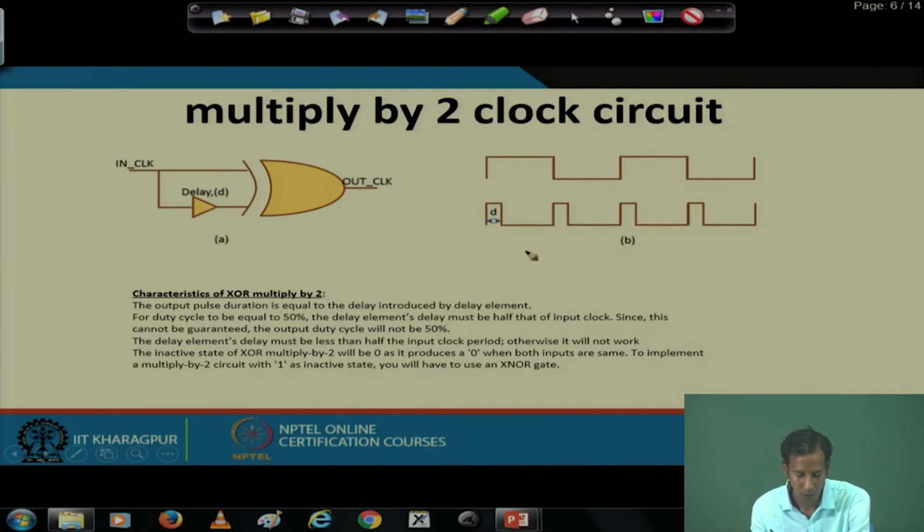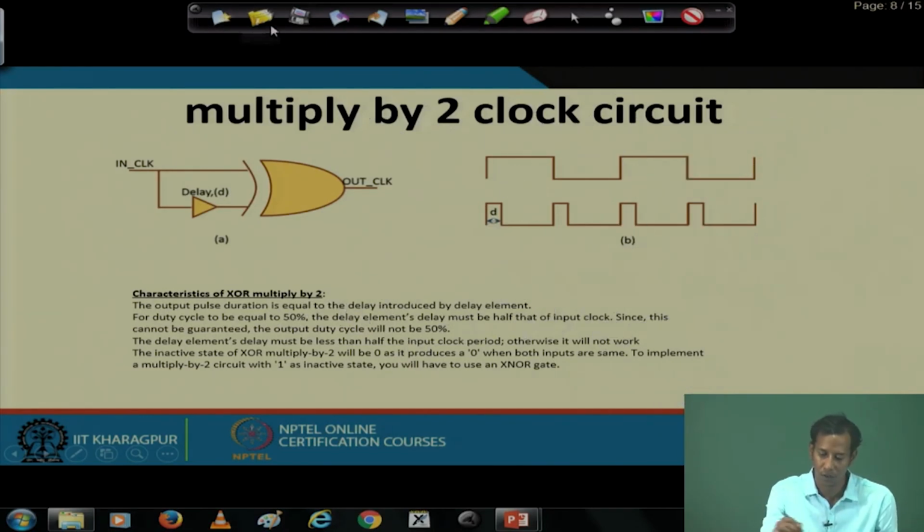So, here actually the characteristic of this XOR based multiply, that means clock multiplication, is that the output pulse duration is equal to the delay introduced by the delay element. For duty cycle to be exactly 50%, the delay element delay must be half of the input clock. That means the delay element delay must be less than half the input clock period, otherwise it will not work. So, using this kind of technique, you can extend this circuit to implement any of the function.